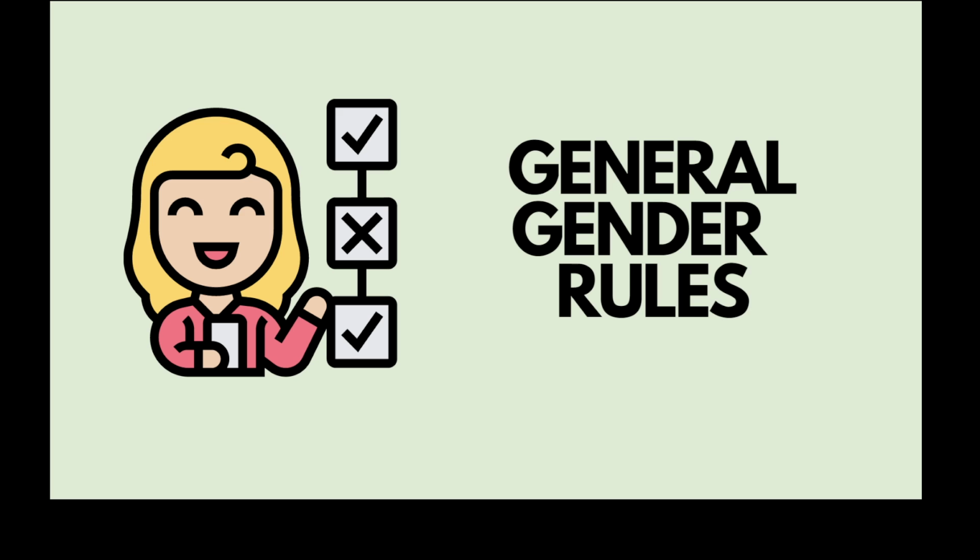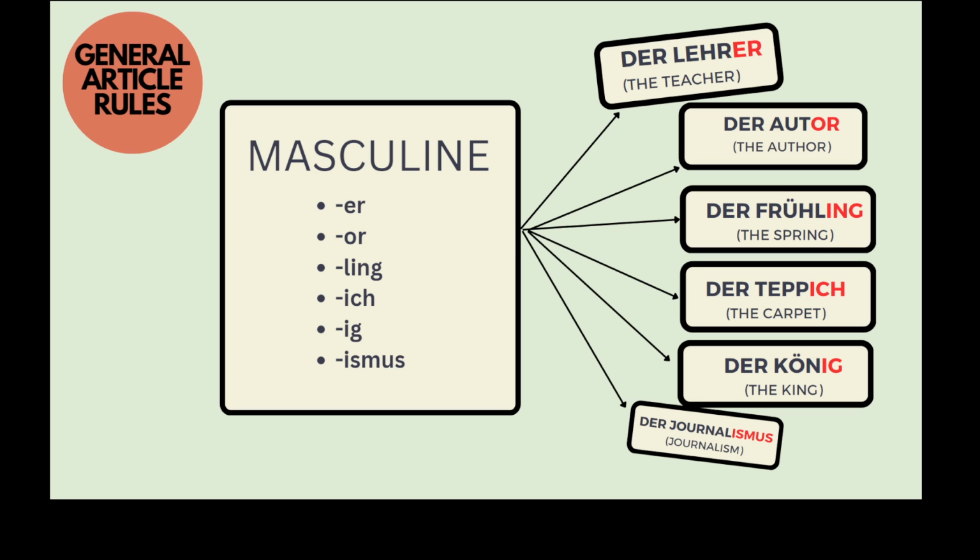There are also some gender rules in German that can help you determine the gender of a noun. Let's learn them one by one. Masculine nouns often end in er, or, ling, ig, ich, or ismus. For example, der Lehrer, der Autor, der Frühling, der Teppich, der König, der Journalismus.